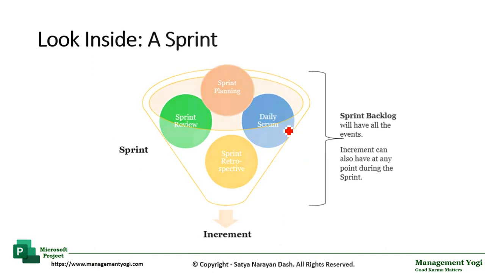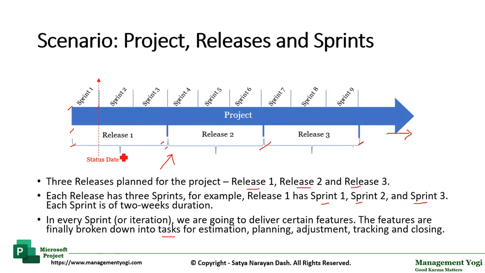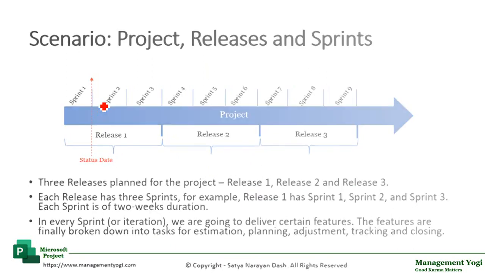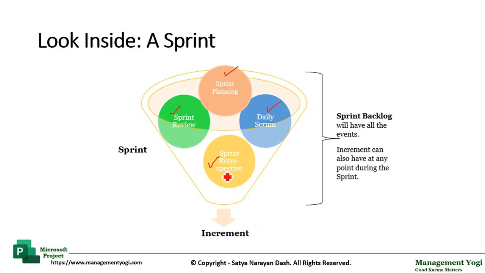Coming back, another important point to note here is the status date, which is depicted as the vertical red line in our figure. We are closing our sprint at the end of sprint 1, that is the final date of sprint 1. This is when the closure of sprint is happening. You might be thinking at exactly what point of time we are closing the sprint. So this is in our next figure. Only after you have completed the sprint retrospective, then you go for the closure of the sprint.